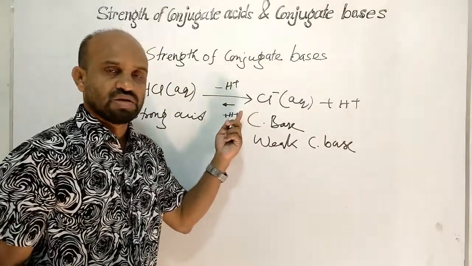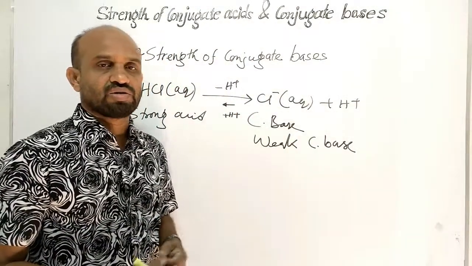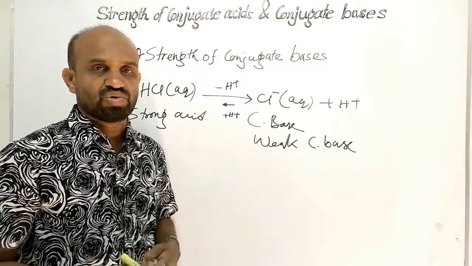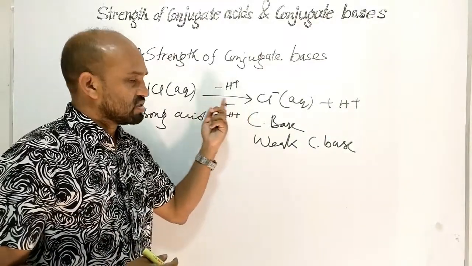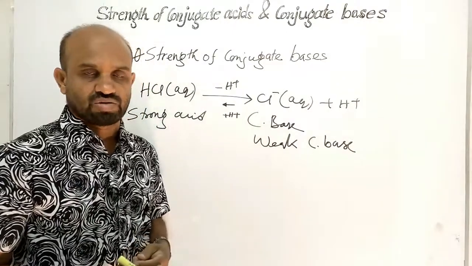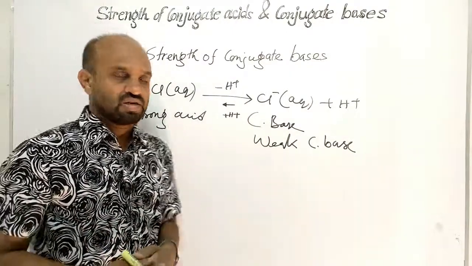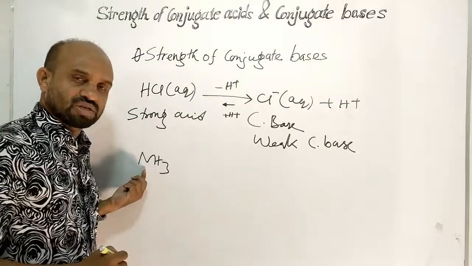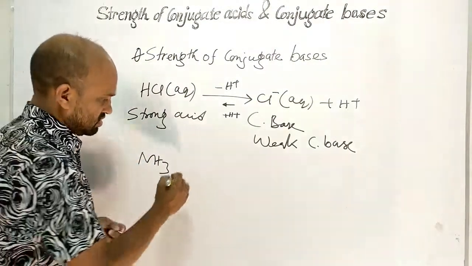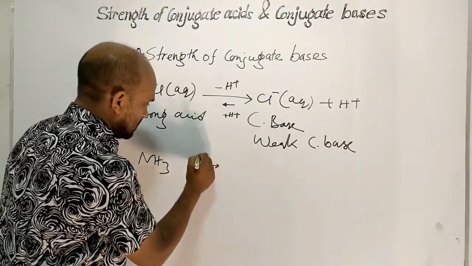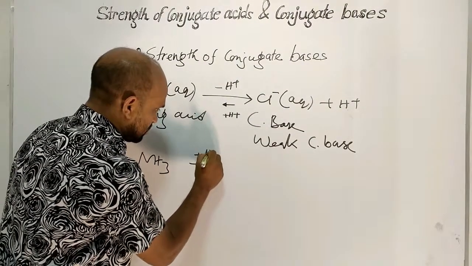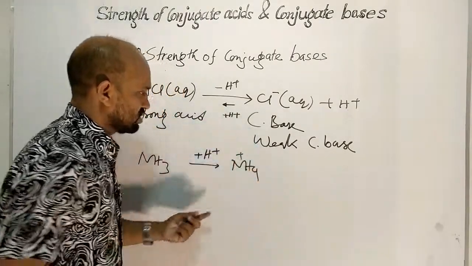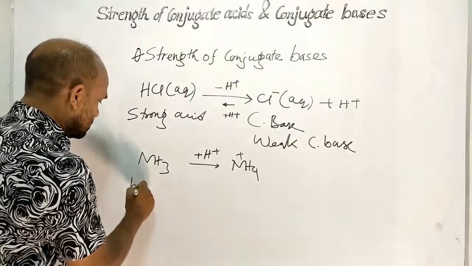That means this is stable. It cannot move backward direction very easily, gaining proton. So we can say that strong acid produces weak conjugate base. Let's see another reaction, ammonia, which is a kind of Bronsted-Lowry base. So it gains proton and ammonium ion is formed. This is a weak base.